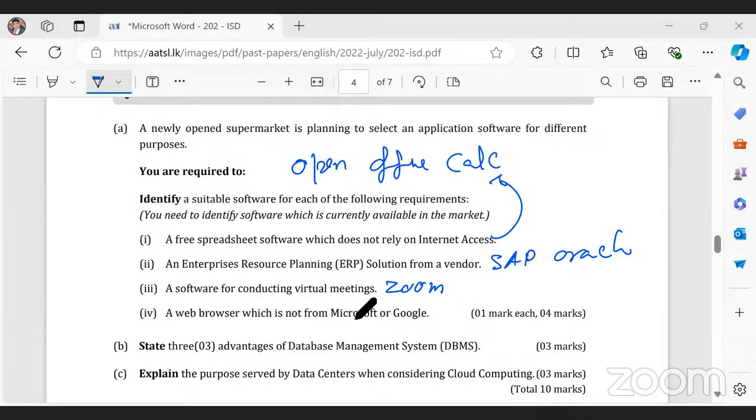A browser which is not from Microsoft or Google. You can say Firefox. Microsoft Edge, Microsoft Internet Explorer, Google Chrome, you can't write. Those are very popular web browsers, right? If they're not indicated, especially Microsoft or Google, definitely you will write Google Chrome, Microsoft Internet Explorer, such things. Apple Safari.